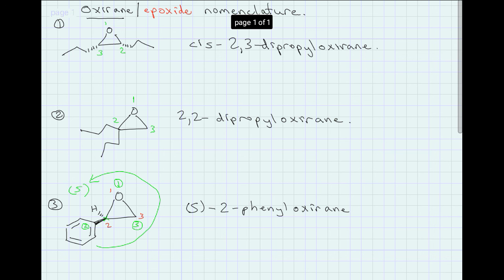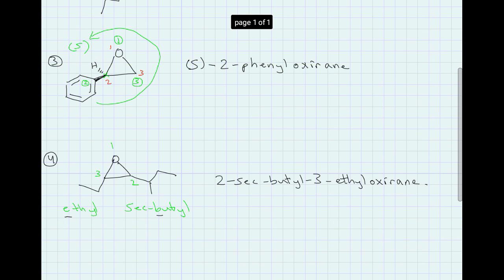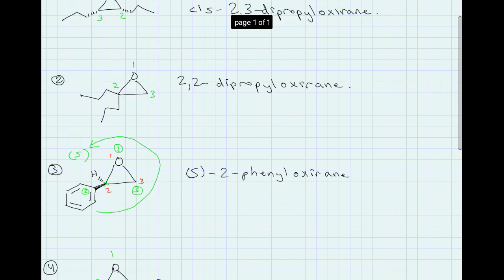So that gives you an idea how to name some epoxides or oxiranes. This is using the oxirane naming system. Hopefully this will help you. And these are the kinds of questions that you will see on the quiz next Monday.